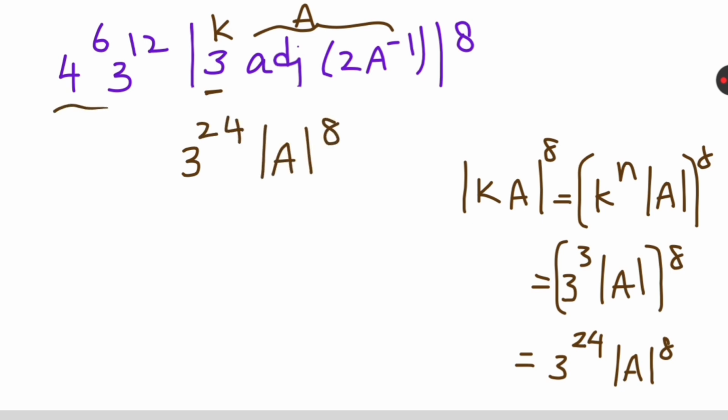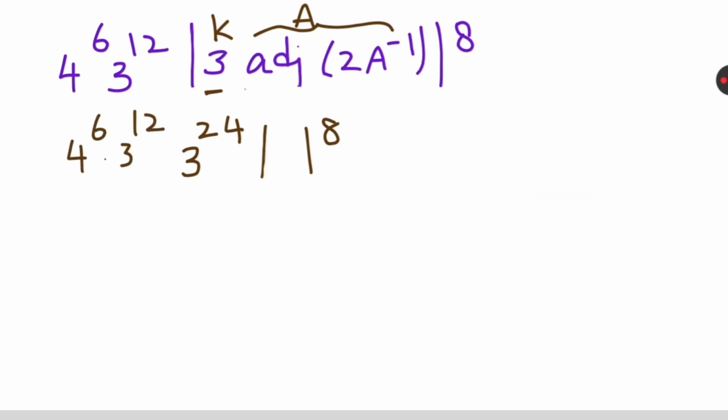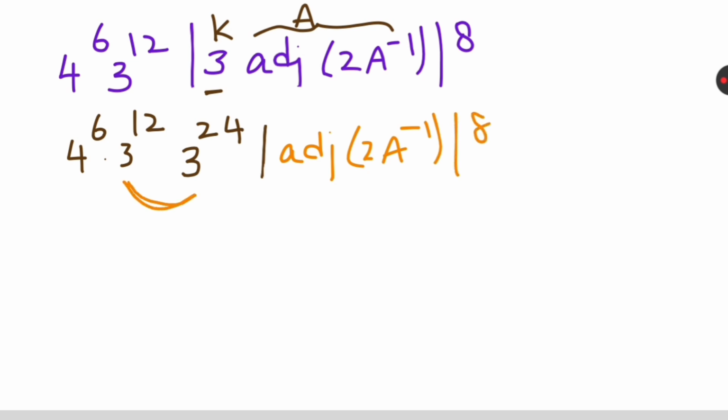At the start we have these two terms, which is 4 raised to the power of 6 times 3 raised to the power of 12. Here A is nothing but this whole expression, isn't it? So you have to write that whole expression, which is adjoint of 2A inverse. Now observe here. Here bases are same. When bases are same, we can add the powers. So we can add these 12 and 24. So after adding, we are going to get 3 raised to the power of 36.